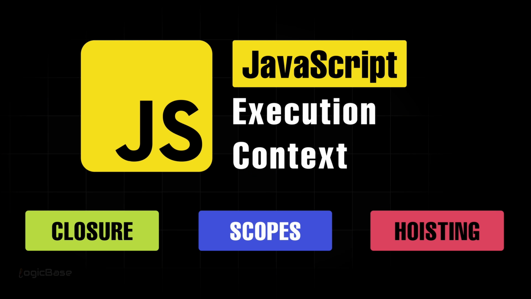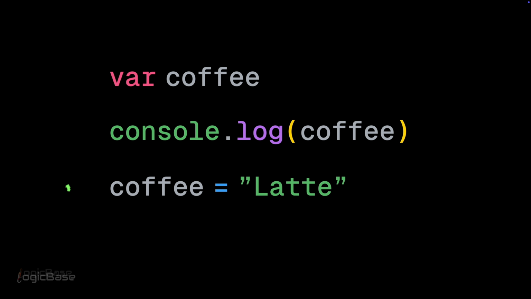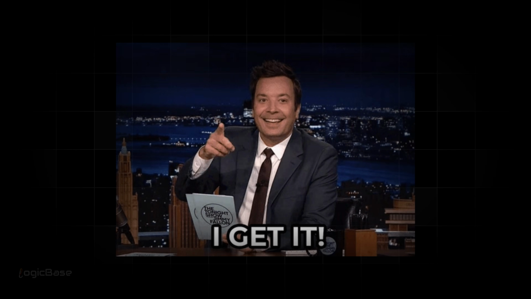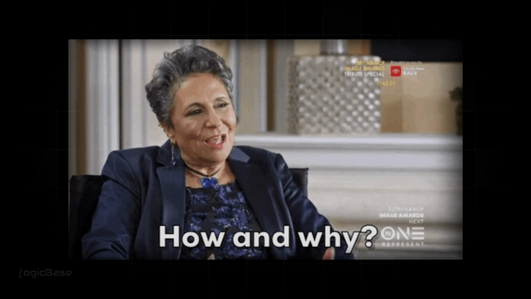All this time, we used to just repeat what we heard, that hoisting means variables are lifted to the top and closure means a function stays connected to its outer environment. But after watching this video, you should now have a clear, inside-out understanding of how and why JavaScript behaves this way.